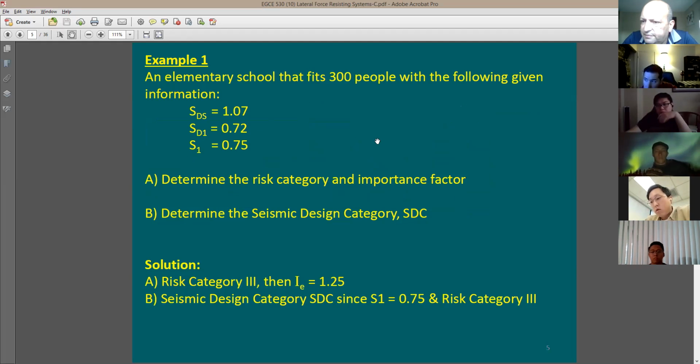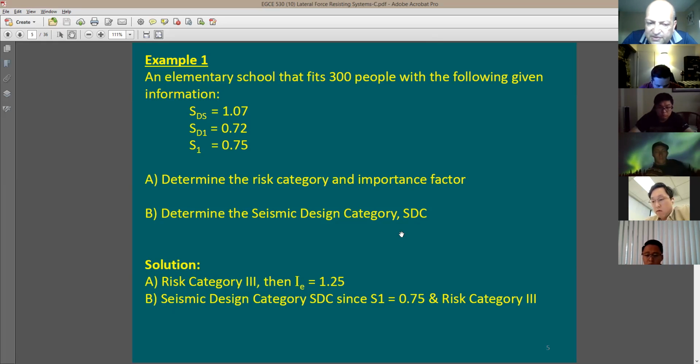I have an example. They said that we have an elementary school, 300 people, with the following given information. Here is SD1, SDS, and S1. It says determine the risk category and the importance factor. And then next to that says determine seismic design category SDC. The risk category here, since you have a school, 300 people, this is a real school, right? Elementary school. It's going to be risk category 3, importance factor is going to be 1.25 from the table.